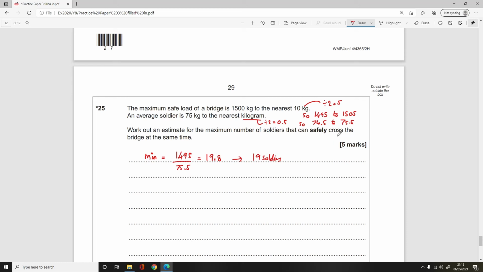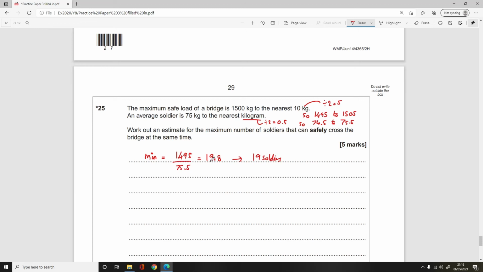If you have either of these numbers for the soldier, you get a mark, so that's 1 kilogram divided by 2 is a half, add, take away. And then for the maximum number of soldiers that can safely cross the bridge, your third mark will be for doing a division of one of these values by one of these values, as in one of the top numbers by one of the bottom numbers. Your fourth mark would be for picking the right ones, okay?